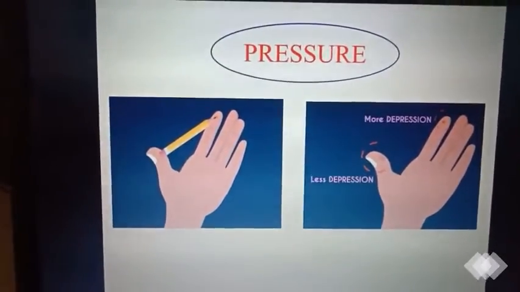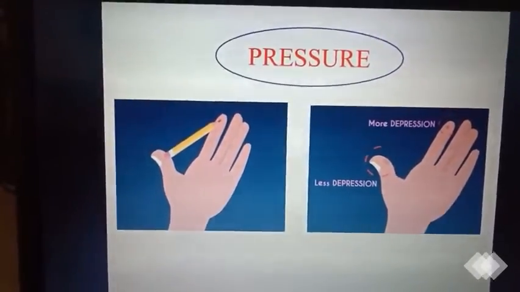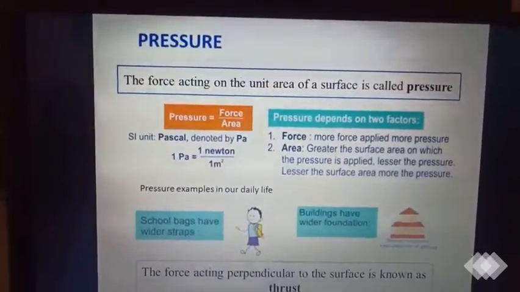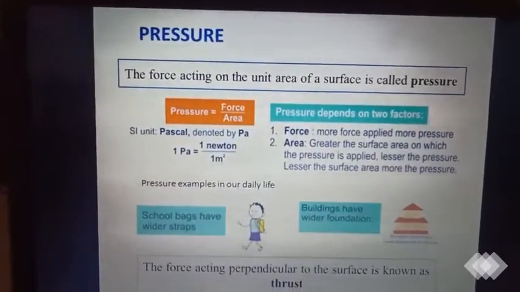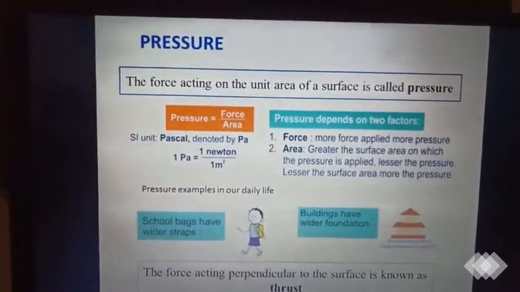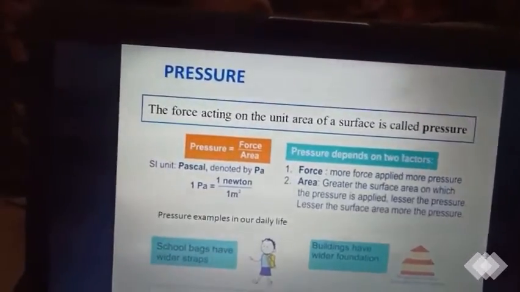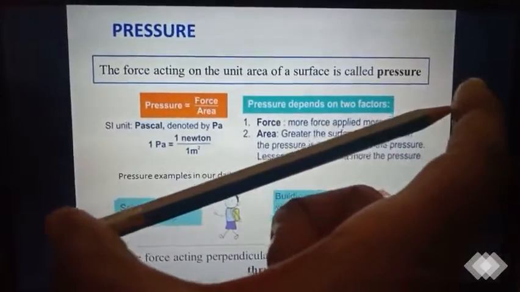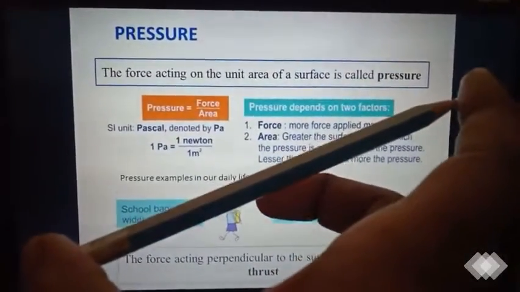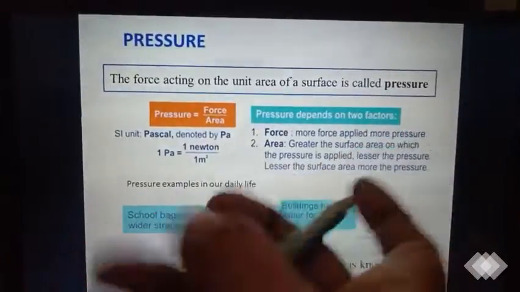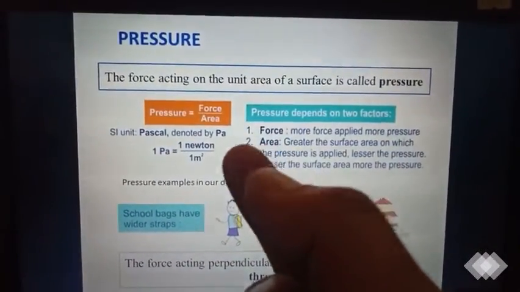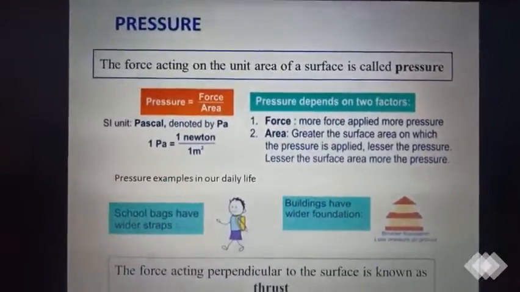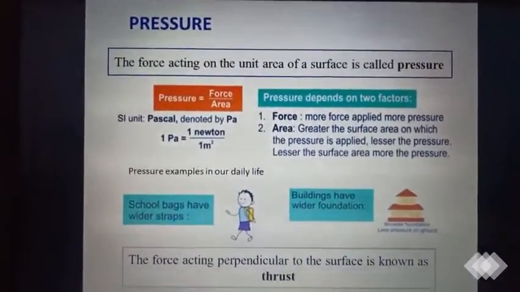Let me explain what pressure is in a little more detail. What is pressure? The force acting on a unit area of a surface is called pressure. The example is here. I am applying a force between the two fingers with the help of the pencil, and the pencil tip is an area. So the force acting on the surface of an area is called pressure. So pressure is equal to force by area.